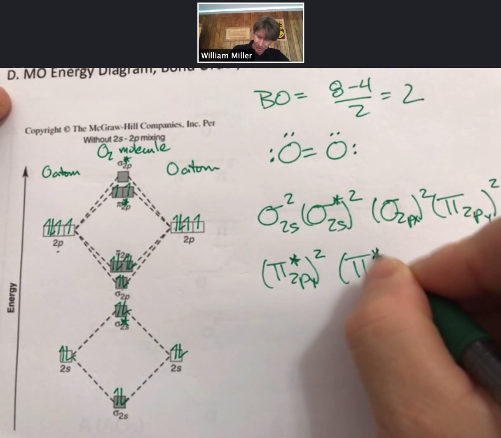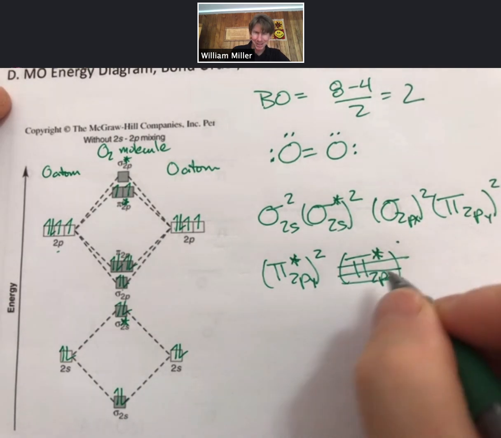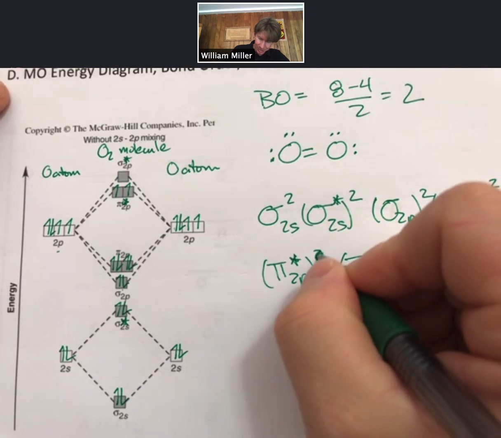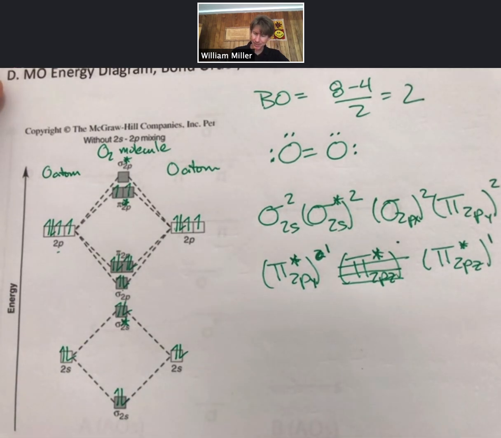Pi star 2pz. Oh, sorry. A little distracted here, I think. Pi star 2py is going to be 1. Pi star 2pz 1. There we go.